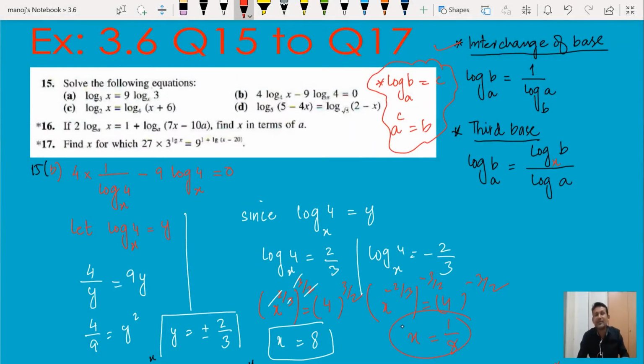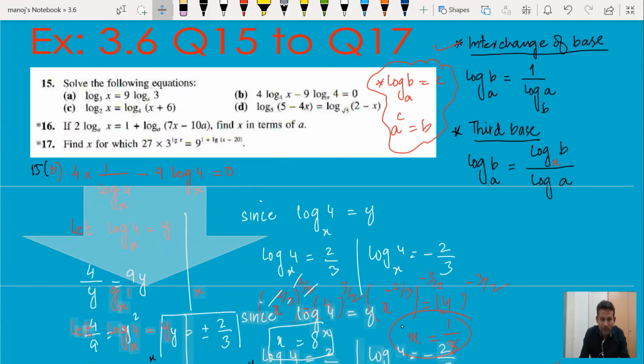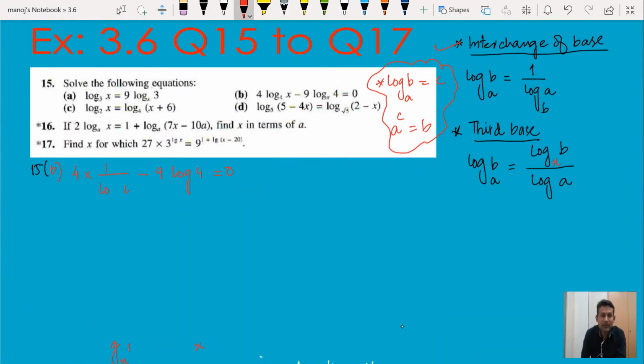So this was the B part. When you move in a hurry, mistakes are sometimes possible. So moving to the next part, question number C.